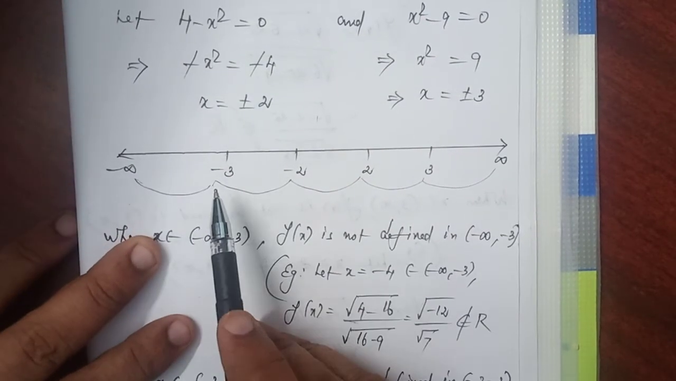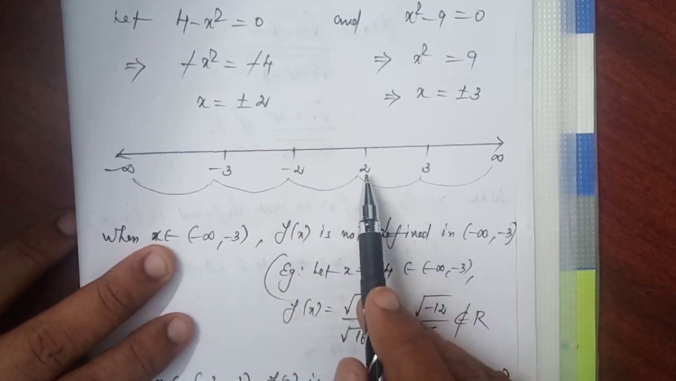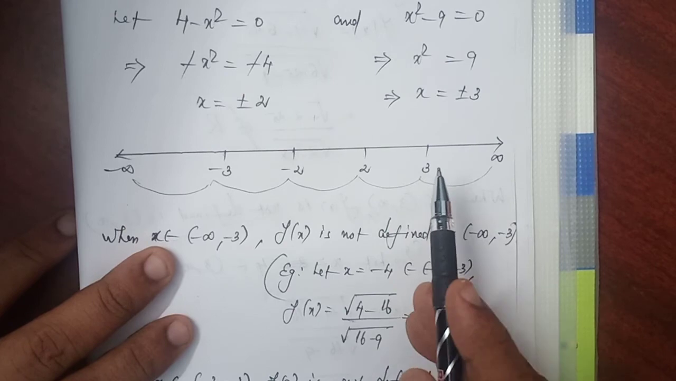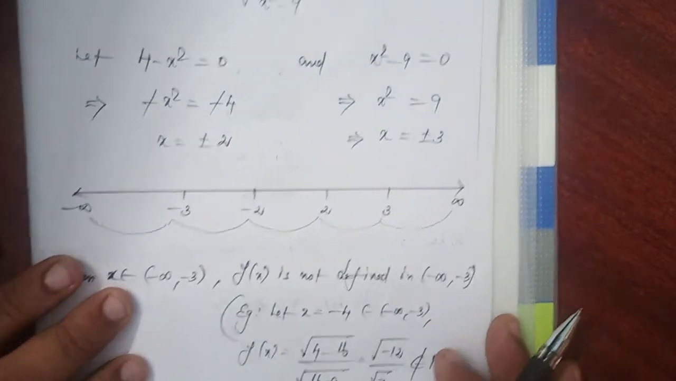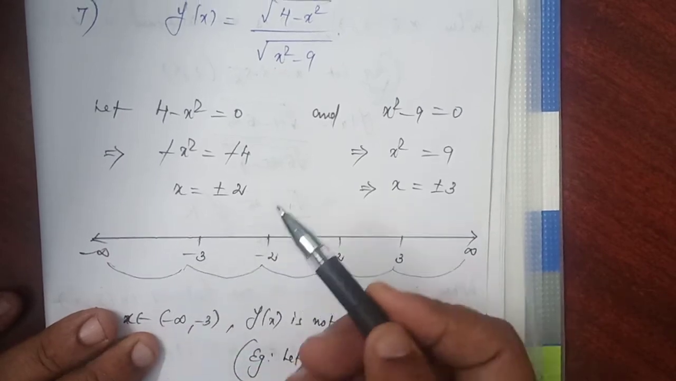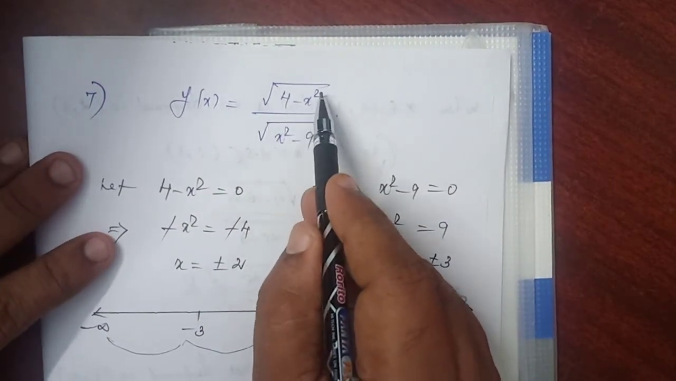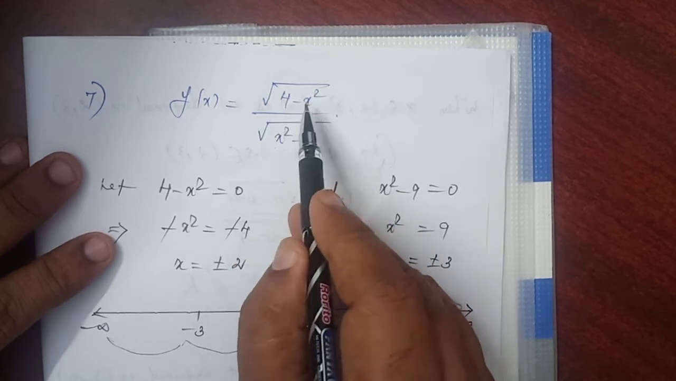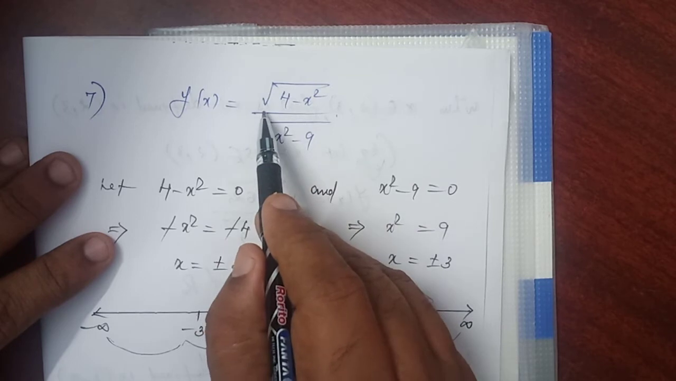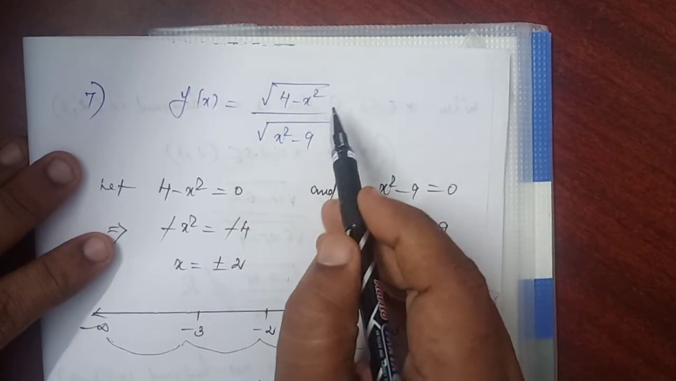At the same time, you have to check when x equals minus 3, x equals minus 2, x equals 2 and x equals 3. In each and every case, you have to verify whether f of x is defined or not. Just listen, I am taking minus 3. Substitute x equals minus 3 here. Minus 3 the whole square is 9. 4 minus 9 is equal to minus 5. Since you are getting root of minus 5, look, the negative sign is inside the square root, so definitely it doesn't belong to R.